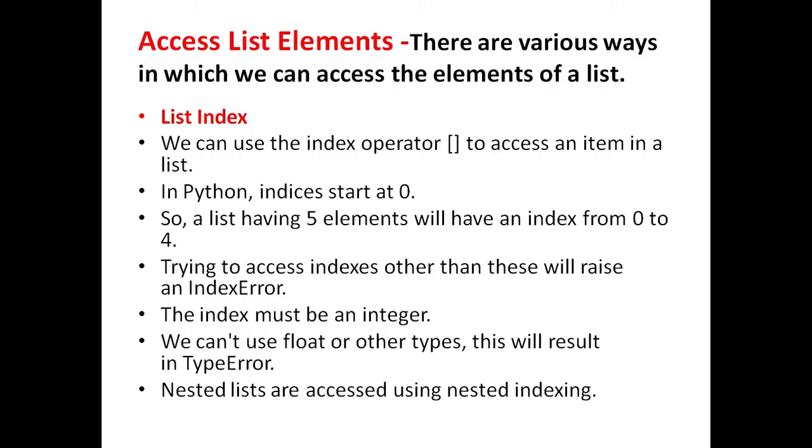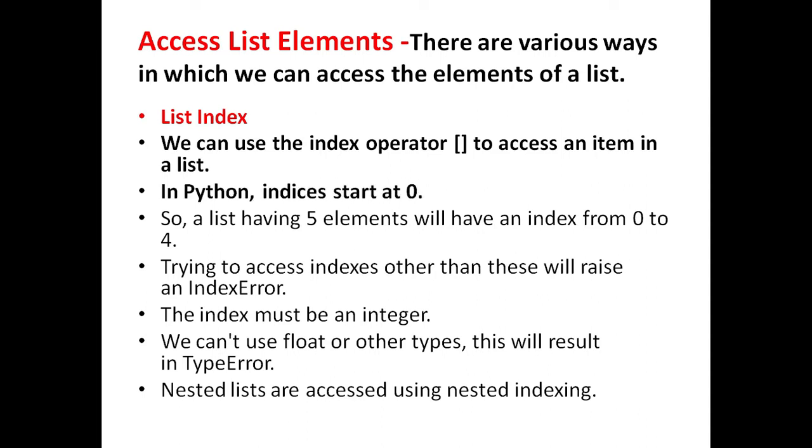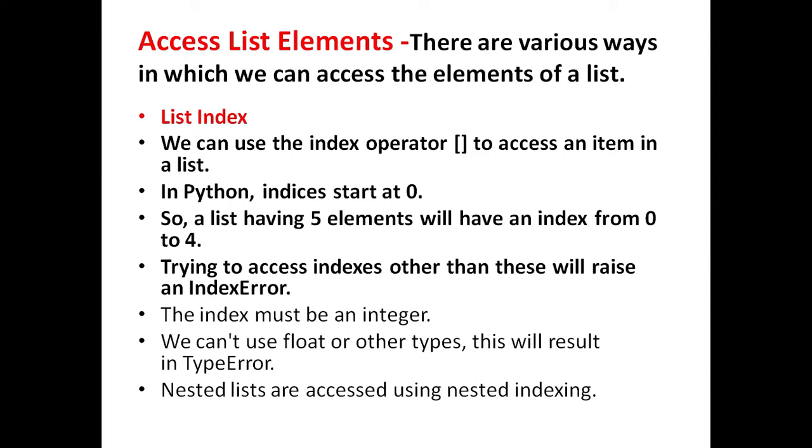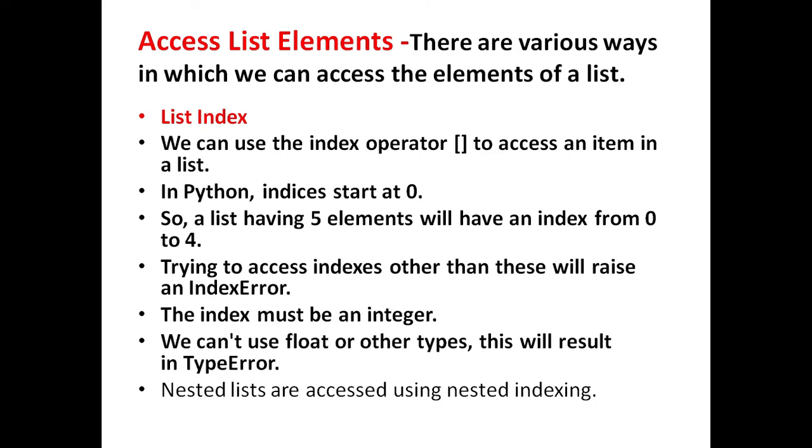There are various ways in which we can access the elements of list. First is list index. We can use the index operator to access an item in a list. In Python, indices start at 0. So, a list having 5 elements will have an index from 0 to 4. If you are trying to access indexes other than these, it will raise an index error. The index must be an integer. You can't use float or other types, it will create a type error. Nested lists are accessed using nested indexing.